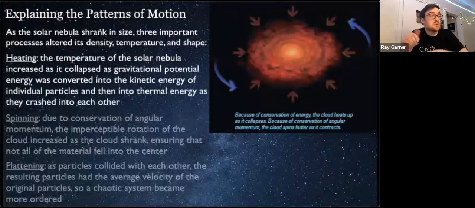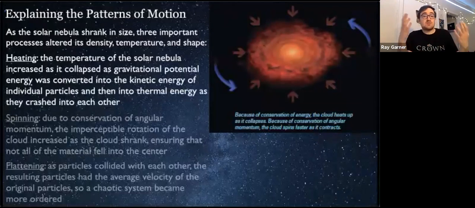This heating actually represents what we talked about a few weeks ago. This is the conservation of energy here. As the cloud shrank, the gravitational potential energy in the cloud was converted to kinetic energy of the individual particles. And then those particles crashed into one another, converting the kinetic energy of their inward fall to the random motions of thermal energy. And then the sun formed at the center where the temperatures and the densities were highest.